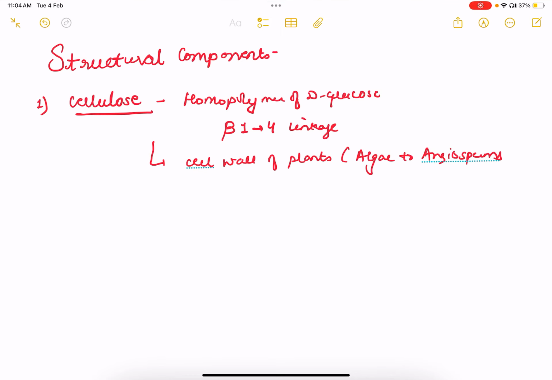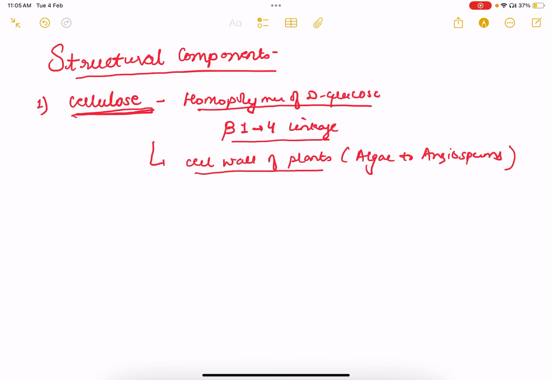In the last lecture, we discussed the polysaccharides, which have an important role in energy storage form. In this video, we will discuss the structural components of polysaccharides. The first component is cellulose. Cellulose is a homopolymer of D-glucose linked by beta 1,4 linkage. It is present in the cell wall of plants from algae to angiosperms.